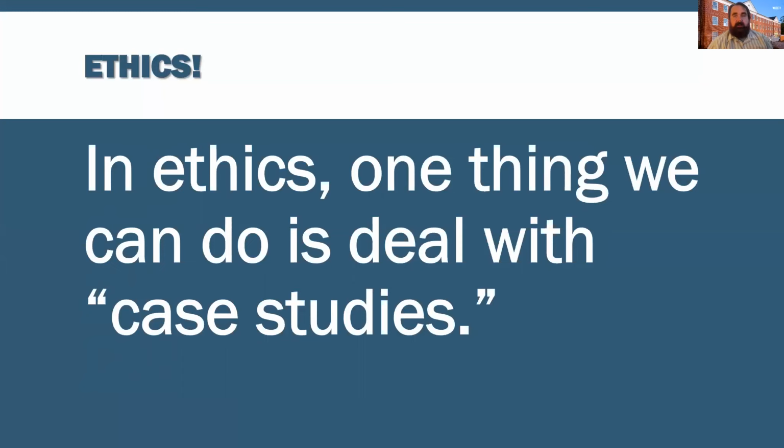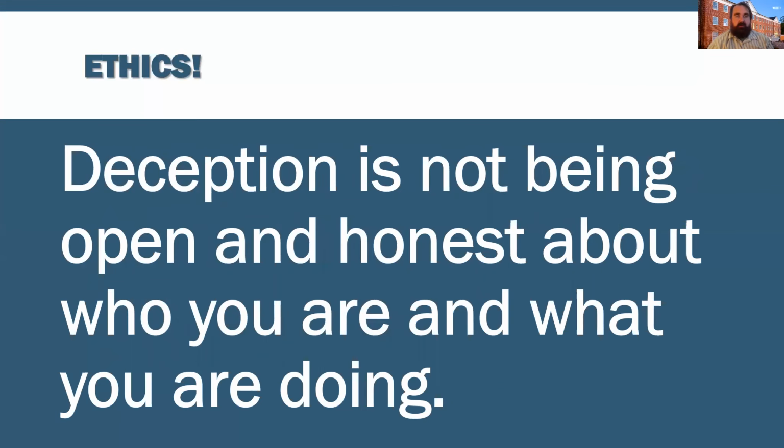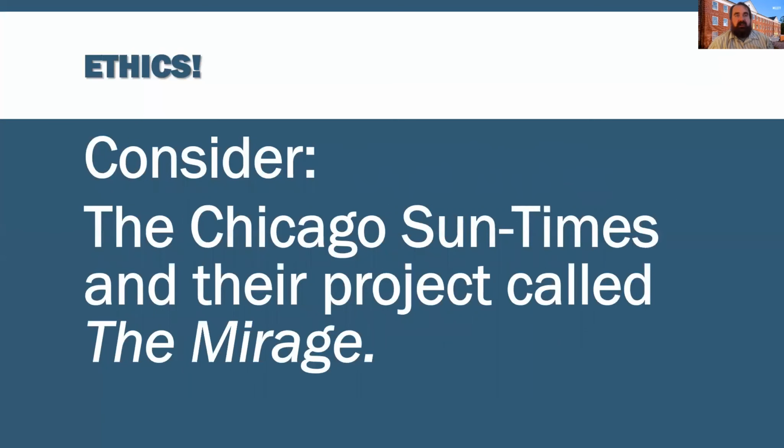So let's look at an example of a case study that gets into a fundamental question of media ethics, which is, when is it okay to act in deception? When is it okay to not be open and honest about what you're doing? Deception is essentially that. It's not being open and honest about what you as someone working in media are up to. So consider the case of the Chicago Sun-Times and their project called The Mirage.